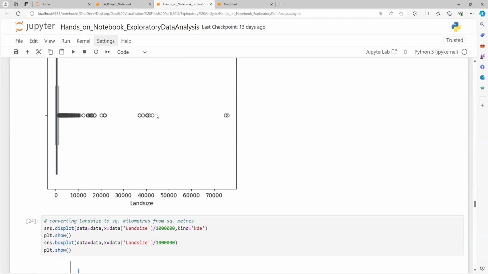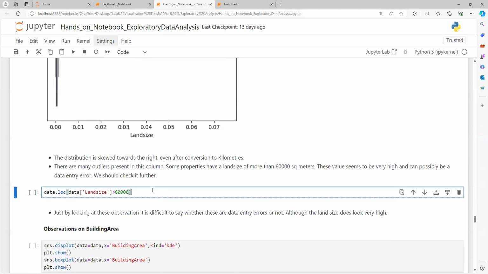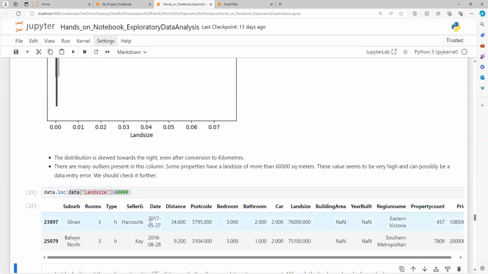That's a ginormous gap from like 42,000 to this. So let's look at those specific rows. Remember, loc says, and then you put in whatever you want. It's going to identify when this is true and return the entire rows. And there's two rows. That makes sense with what we saw. They're in two different suburbs. They both have 3 rooms and are houses. Okay. So big houses on land size, that makes sense. Monstrous land size. The building area is missing. The year built is missing.